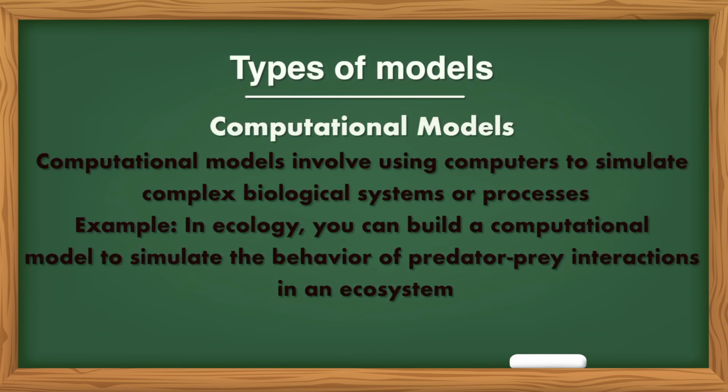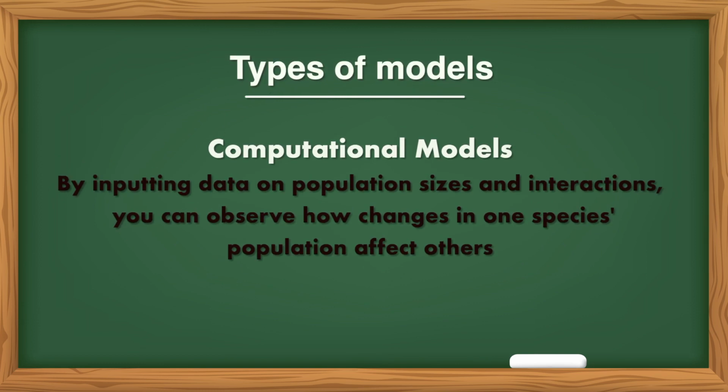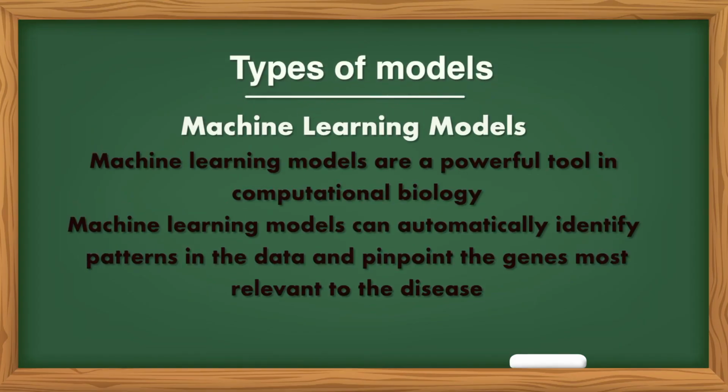Another one is computational models. Computational models involve using computers and programs to simulate complex biological systems or processes. For example, in ecology, you can build a computational model to simulate the behavior of prey-predator interaction in the ecosystem. By inputting the data on population size and interactions, you can observe how changes in one species' population affect others. We have already learned the Lotka-Volterra model in our earlier lecture. You can refer to that.